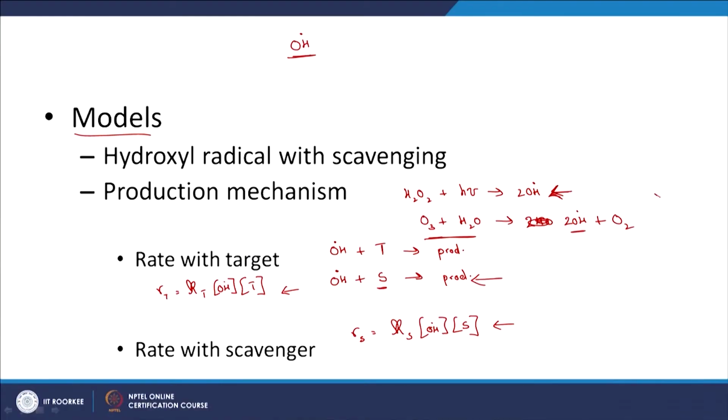So, I want to be able to play around with my particular equations so that I get the relevant information that I am looking for, which is how to approximate or model the rate of the target in terms of the rate of production. I can calculate the rate of production of my hydroxyl radical from these reactions, but I want to understand the rate at which the target is going to be removed by the hydroxyl radical, right.